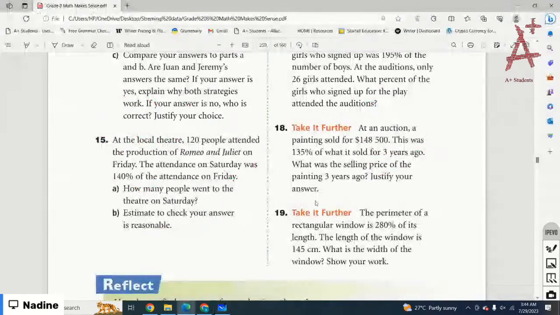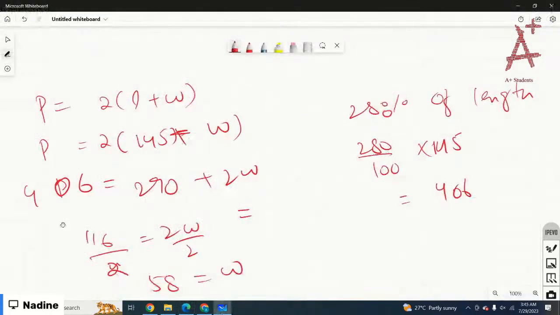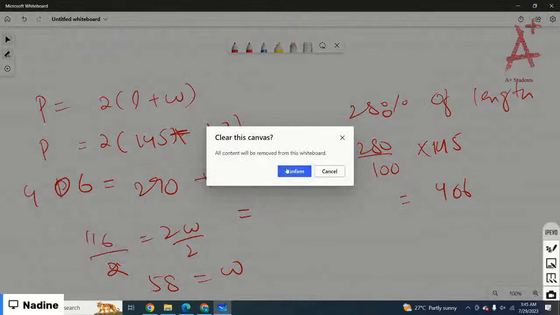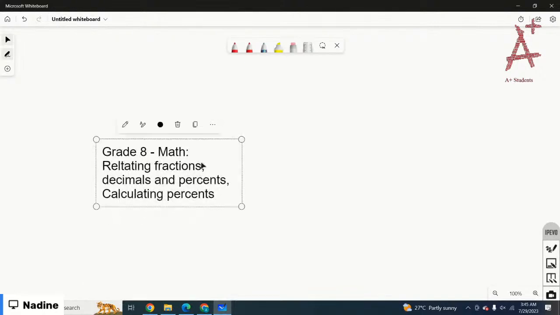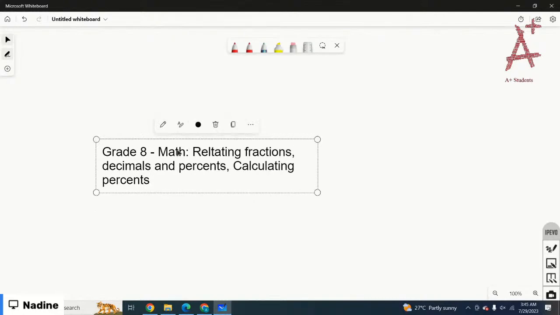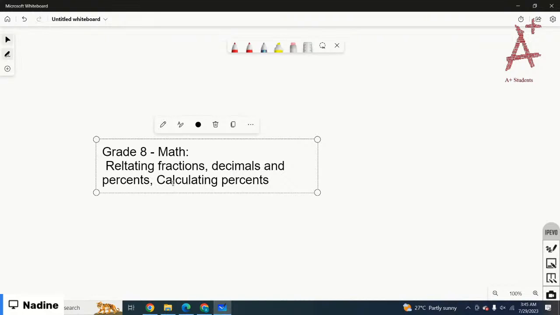Okay, you can complete the lesson by yourself later today. So you're working on grade 8 math, and we're working on chapter 5. The lessons we have covered are relating fractions, decimals and percents, and the other lesson we did is calculating percents. So please make sure before the next session you complete all the test questions for the lessons we did today. If you need more help with any of the lessons, you can contact any tutor on Skype.